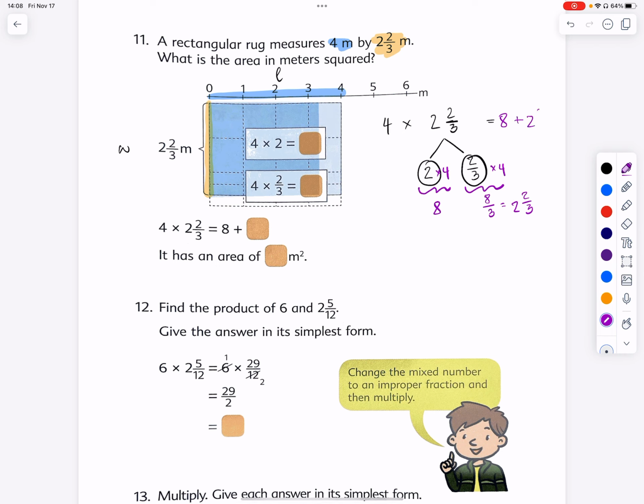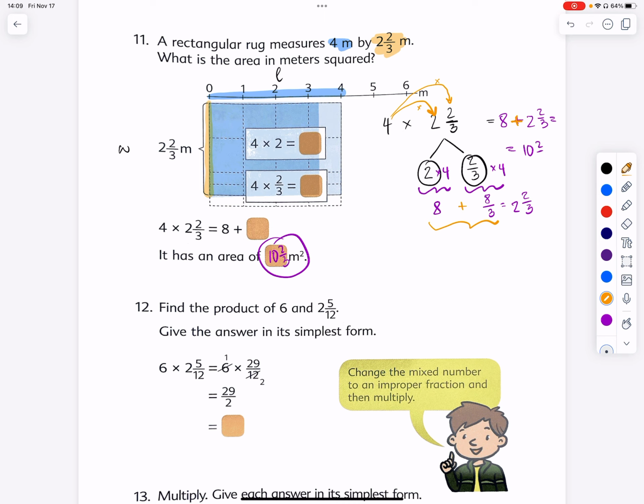8 and 2 and 2/3 will give us 10 and 2/3. So it is 10 and 2/3 of a meter square. My friends, take a look at what we've done. We've used the distributive property, which we've done: 4 multiplied times 2 and 4 multiplied by 2/3. And then, of course, we put the two partial products back together, right? By adding them up.